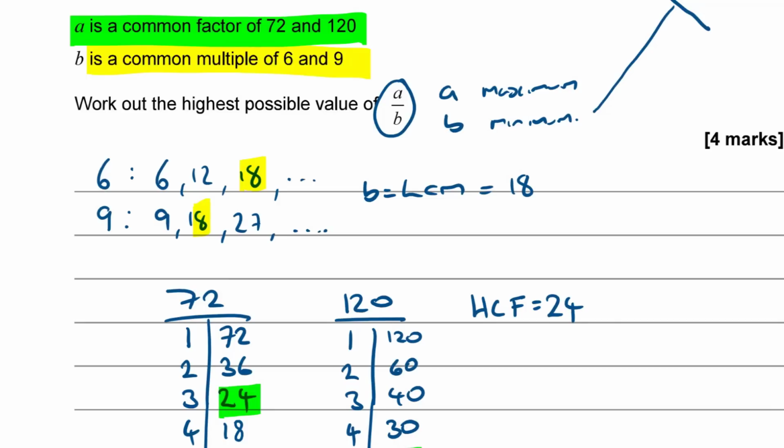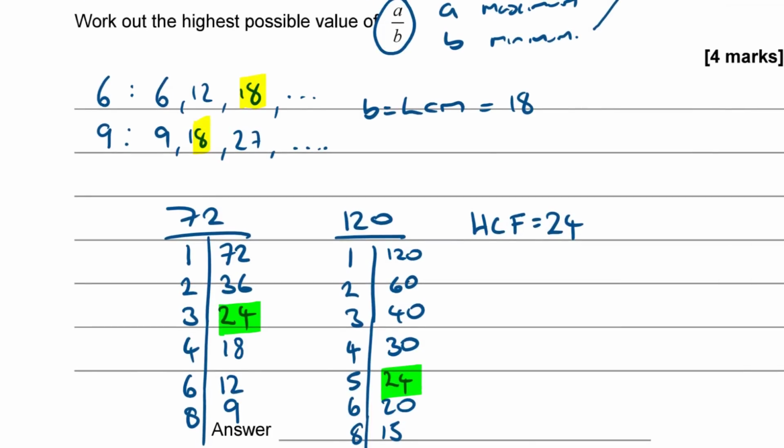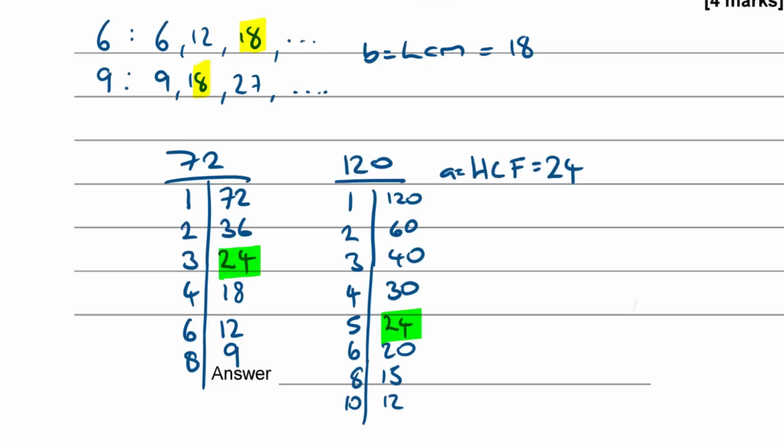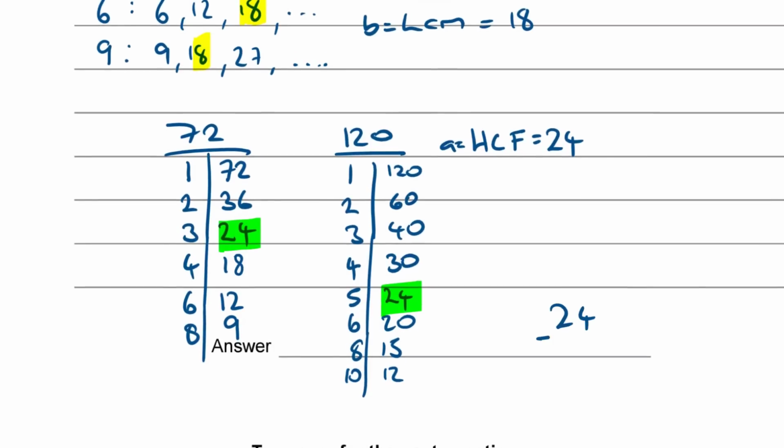Okay, so what's the highest possible value of A over B then? So that was my A value, wasn't it? 24, and B is 18. So my highest value is going to be 24 over 18. Which I could cancel down, but I'm not sure I need to. So it could simplify to 4/3. Also an acceptable answer.